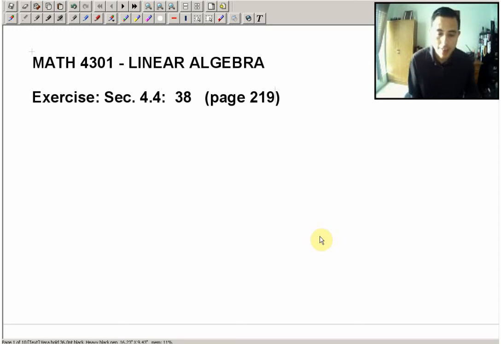Number 38 on page 219. There is a set S with three vectors in R4. We want to show that the set is linearly dependent by finding a non-trivial linear combination whose sum is a zero vector. Okay, so this is the idea. Let me write the vectors here for you.